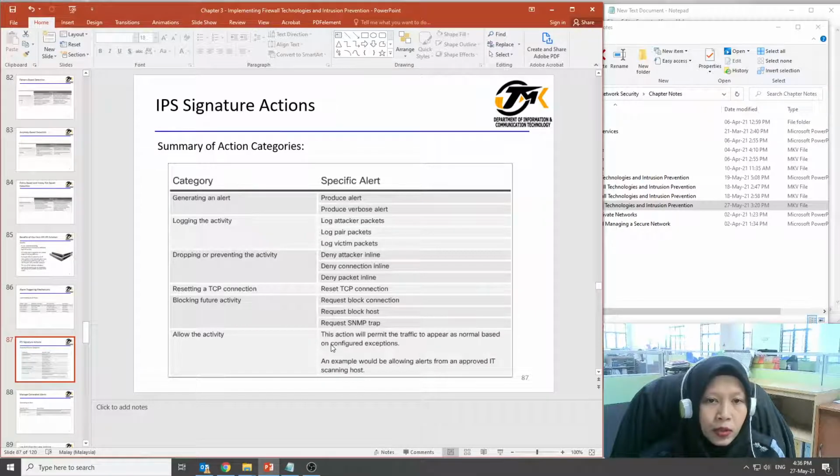So this is a summary of the action categories that can be done by the IPS. This is the alarm triggering, and this is the action for the IPS. The first is that it can generate an alert. So it produces an alert and logs the activity. It needs to log the attacker packet, the log pair packet or the victim packet, and drop to prevent the activities. It can drop the connection, the source, the destination port, and reset the TCP connection. If this is the best solution, it can reset. And for blocking, it just requests a block. But if the traffic appears normal, then it can allow the activity back.